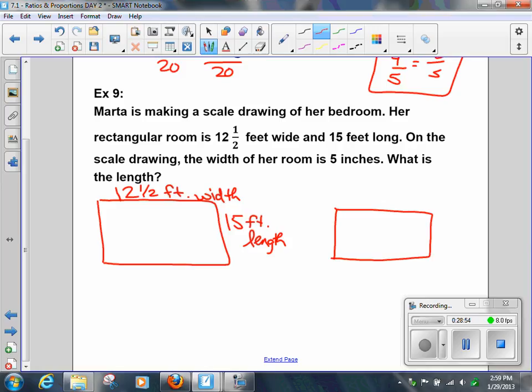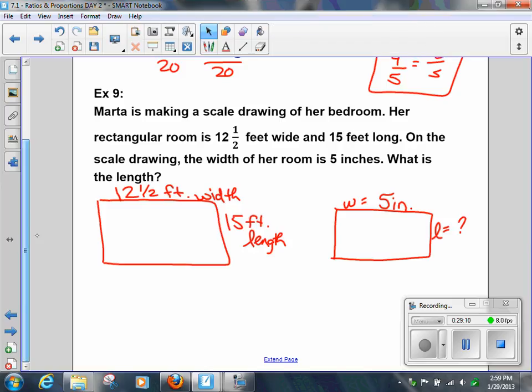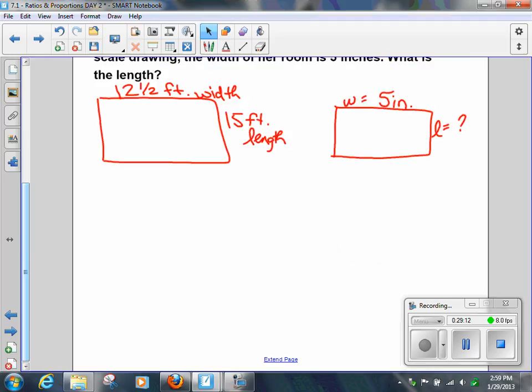All right, here we go. It says on the scale drawing, the width of her room is 5 inches. What's the length? We know it's going to be in inches. Yes, we sure do. How are we going to set this up? Look at this. Come on now.